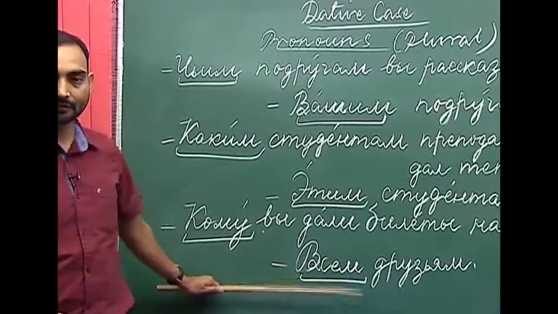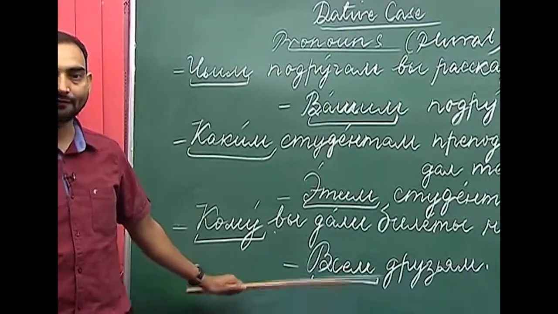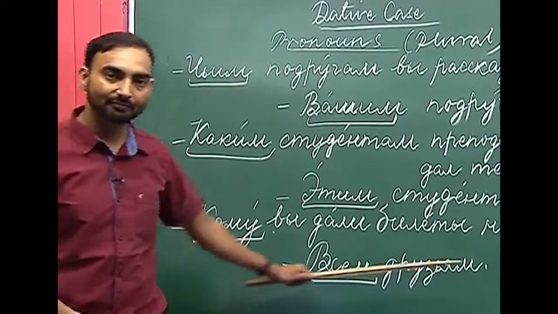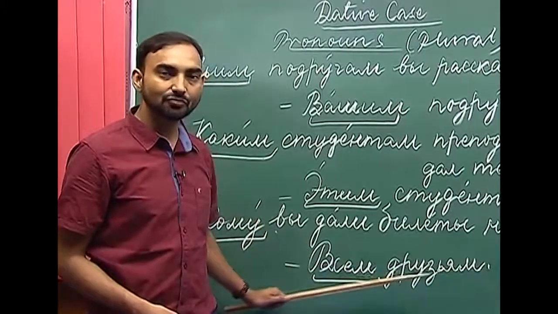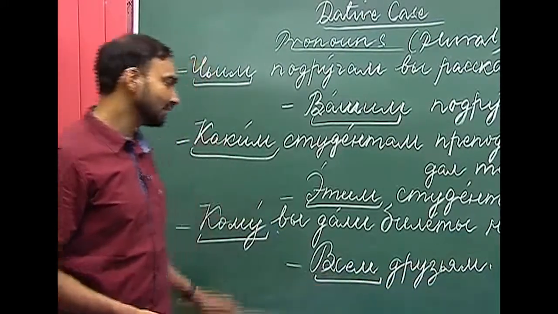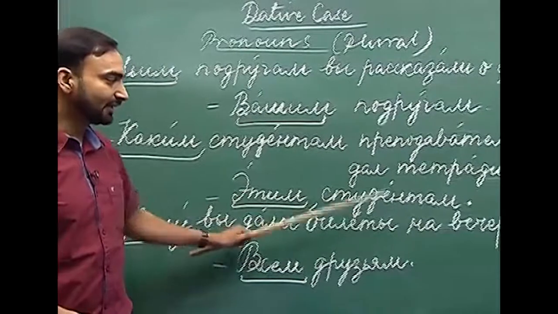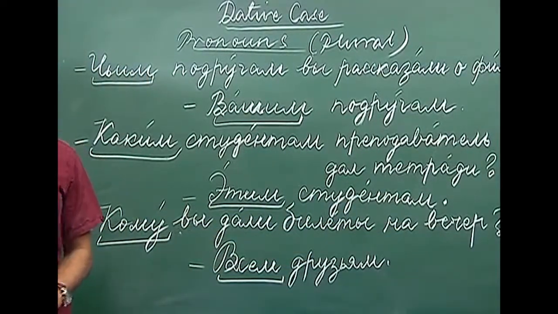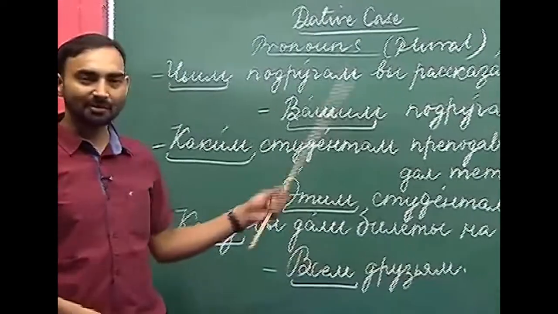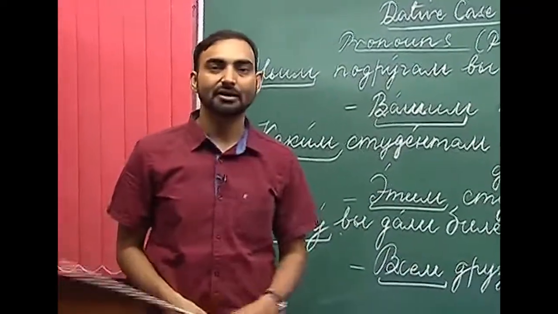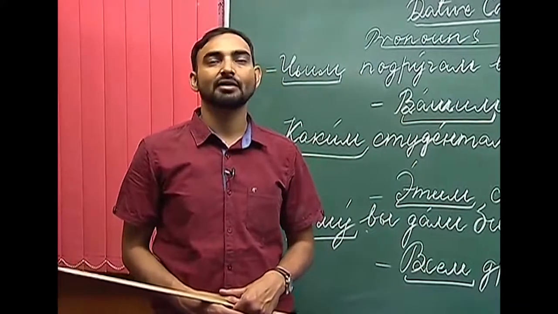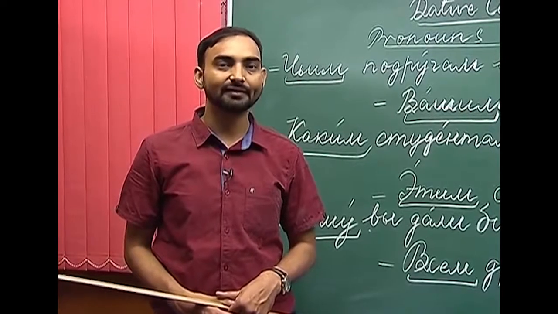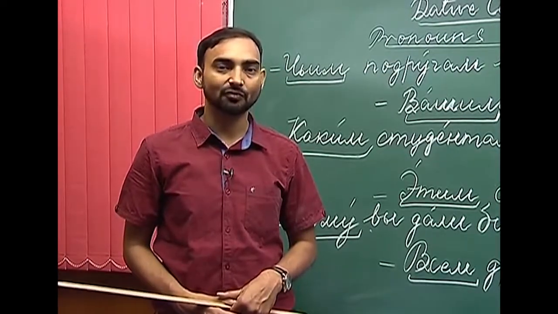You can use the determinative pronoun vse in the answer. Vsem druzyam, to all the friends. Ya dal bilyeti na vecher vsem druzyam. I gave the tickets to all the friends. These are some of the examples where we have used the possessive, demonstrative and determinative pronouns in sentences. We will now move on to the next topic.